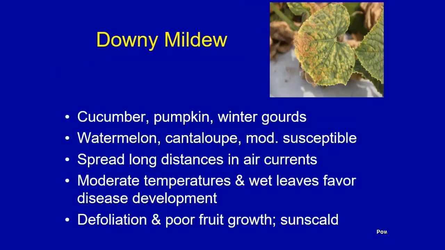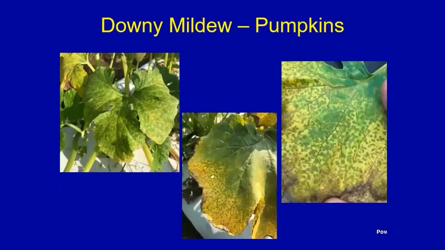Depending on weather conditions, it'll determine how significant downy mildew is in Alabama. It prefers moderate temperatures and wet leaves for disease development, so it doesn't like the 90-degree temperatures we see in late June, July, and August. But we do see some outbreaks. Last year, we saw some outbreaks in June because we had cooler, wetter temperatures. And then in the fall is when it really gets going on your winter gourds and pumpkins. You get defoliation, poor fruit growth, and sun scald when the foliage is gone.